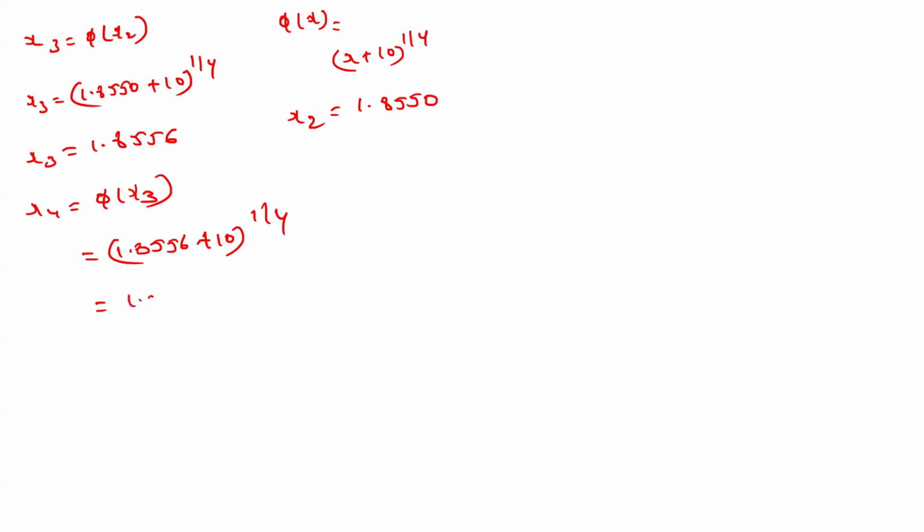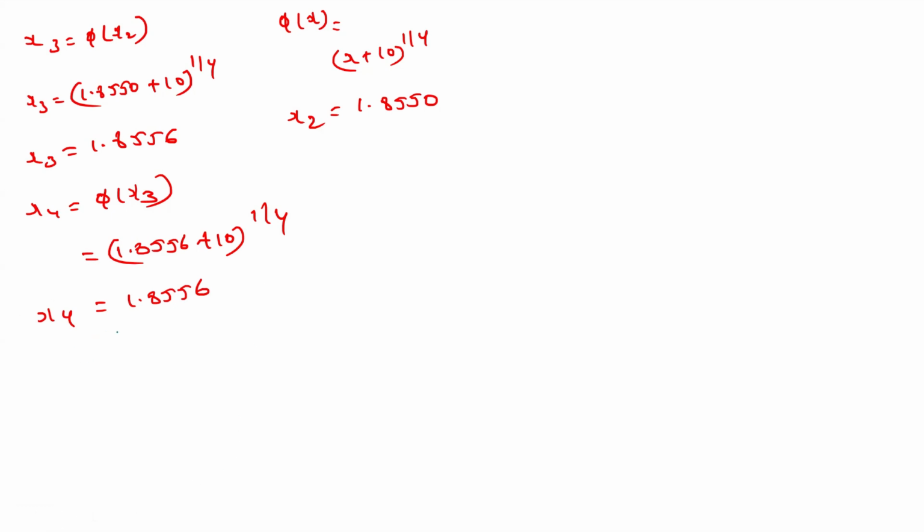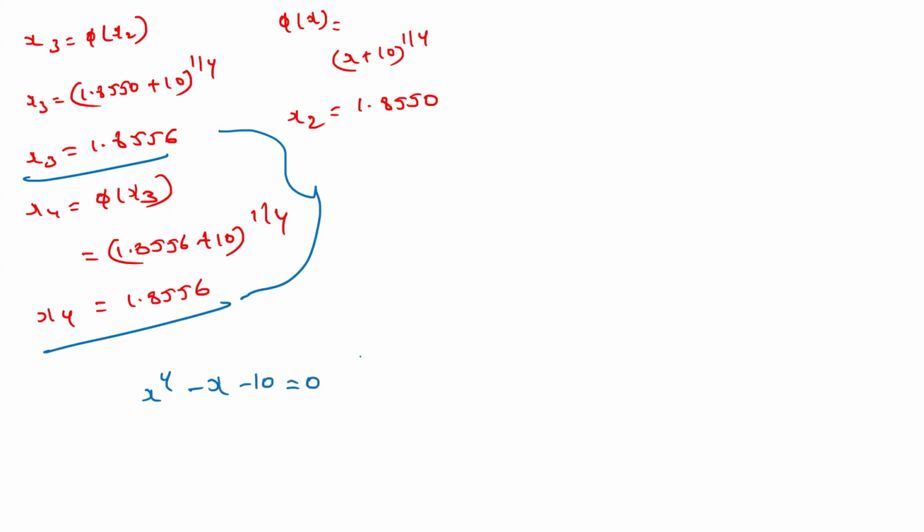It is equal to 1.8556. So x4 is also equal to 1.8556. Okay, now x4 and x3 are both equal. These two successive approximations are equal, so we can stop here, and the root of the equation x power 4 minus x minus 10 is equal to 0 is 1.8556. This is correct up to 4 decimal places.